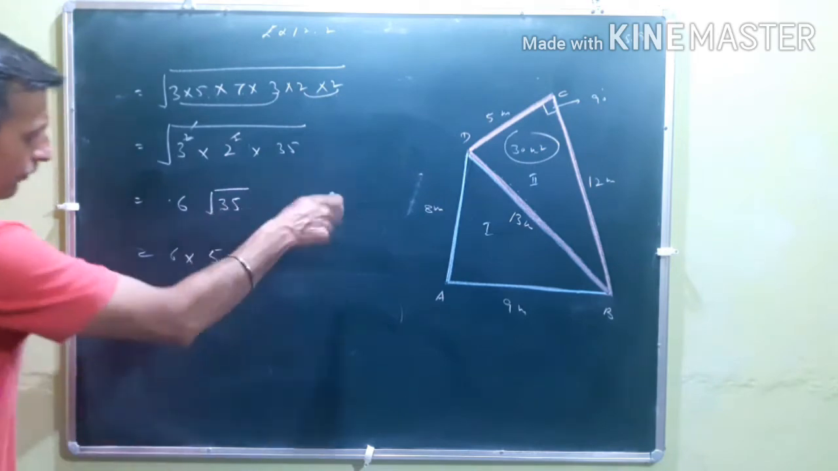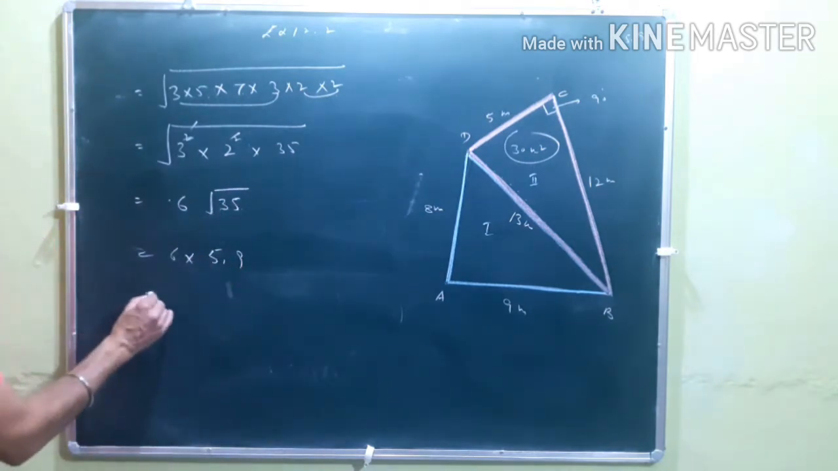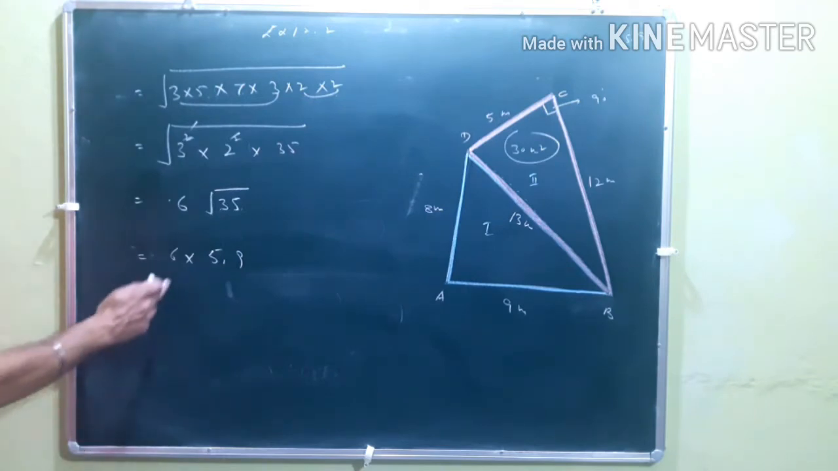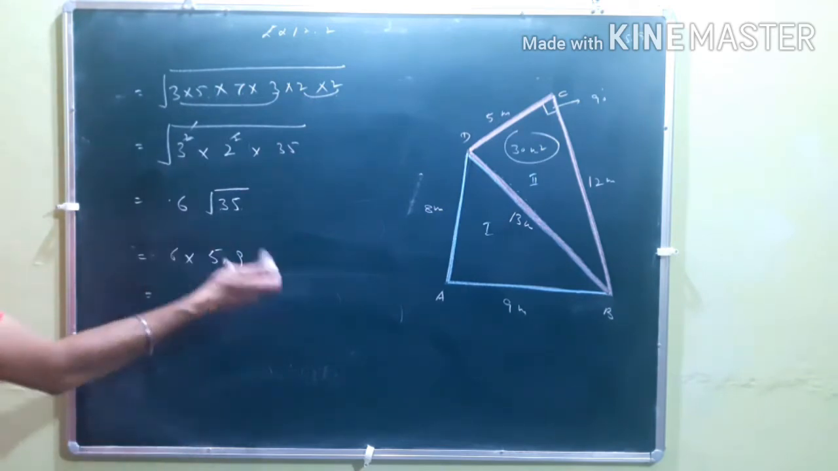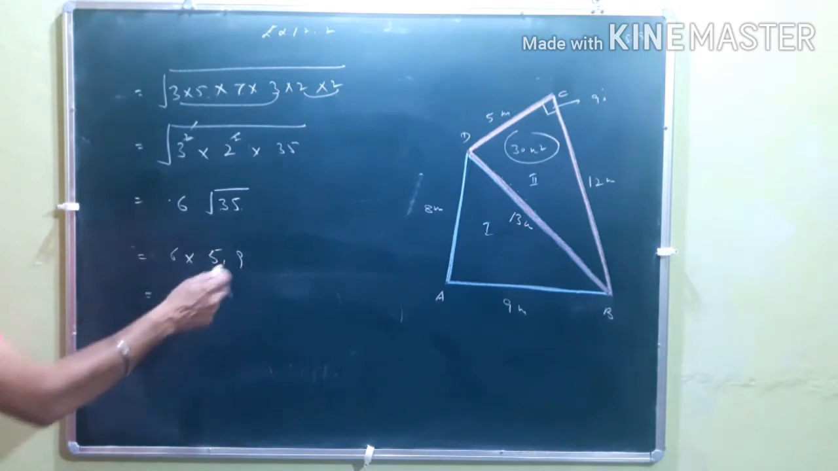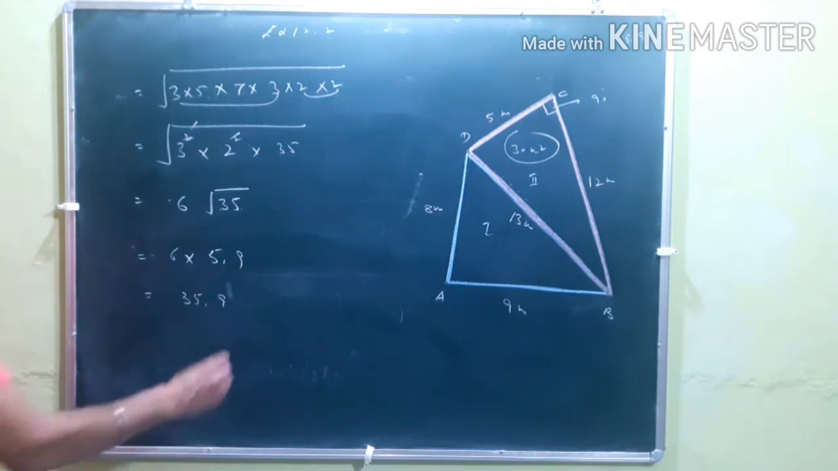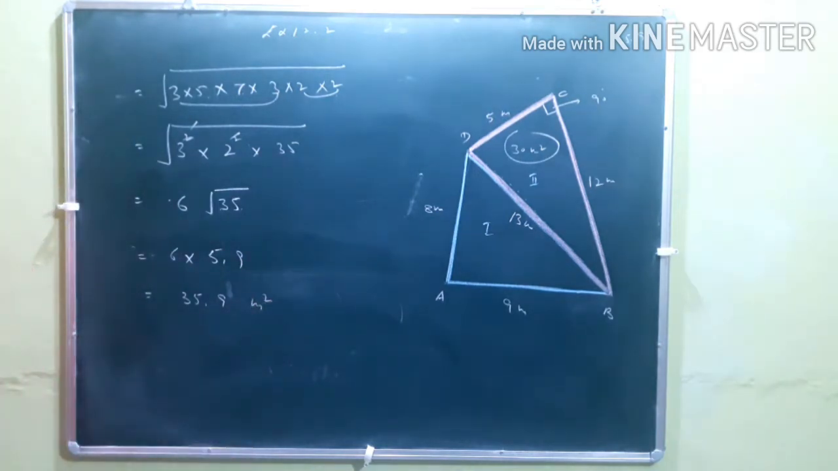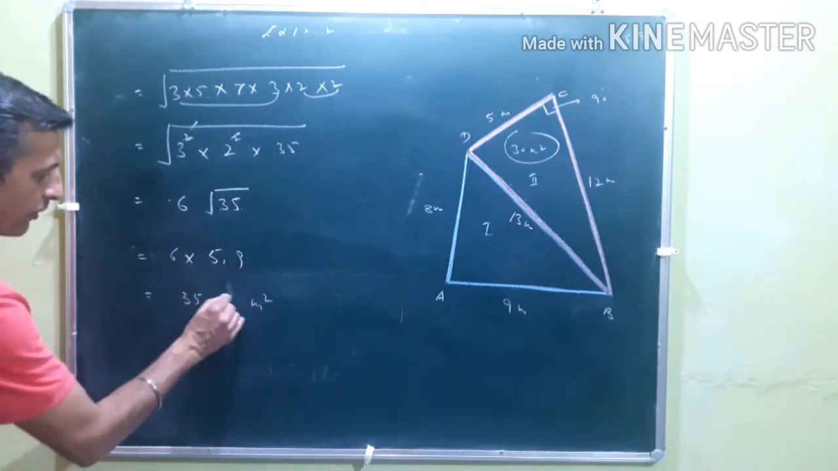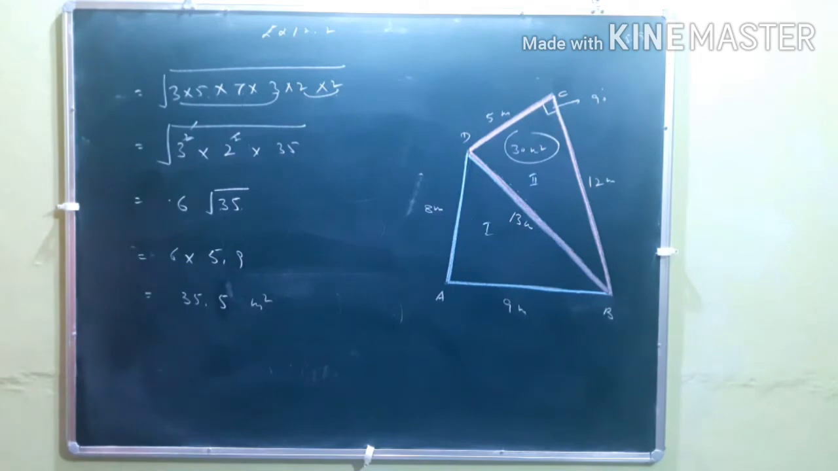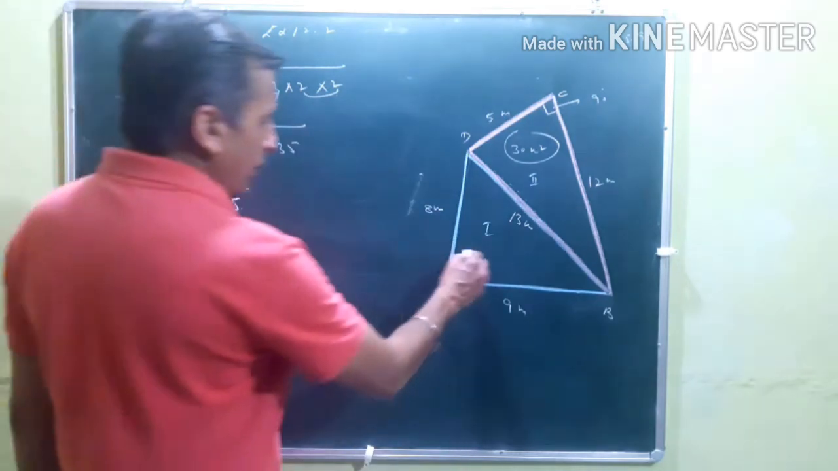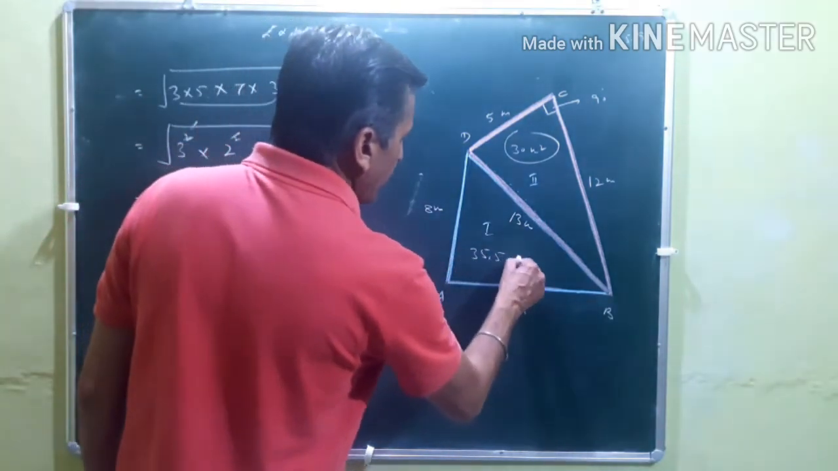5.9. Then you can find this one: 5.9, and if you multiply this, that gives the answer. 6 into 5.9 is approximately 35.5 meter square. So this was the area of the triangle ABD. The area of the triangle is equal to 35.5 approximately meter square. So this is the area.